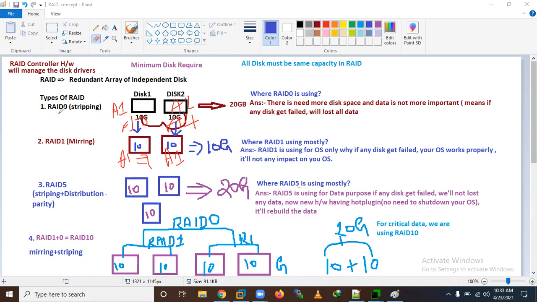Okay, so that is RAID 0 and RAID 1. For RAID 1, the minimum requirement is at least 2 disks, and we get only 1 disk's capacity. In RAID 0 we get 2 disks' capacity, but there is no failover. If 1 disk fails, we will lose the complete data.